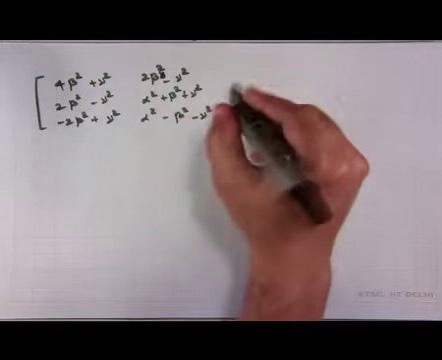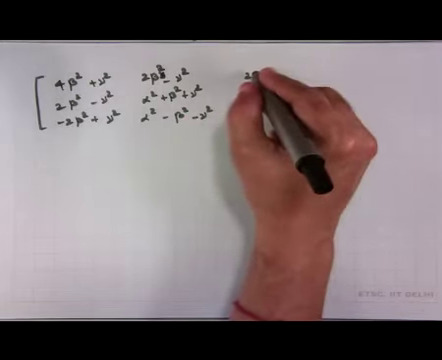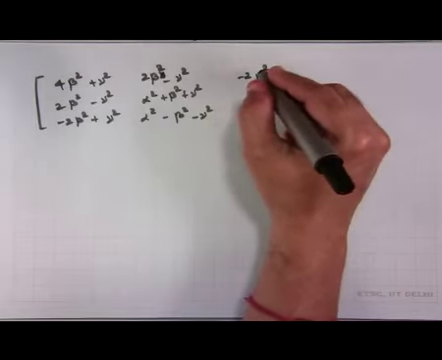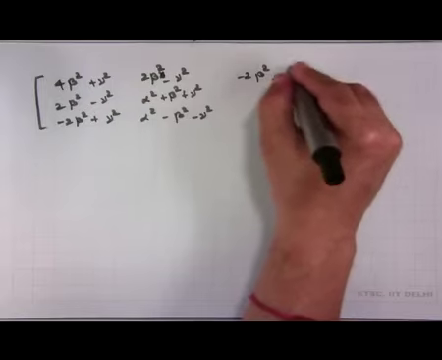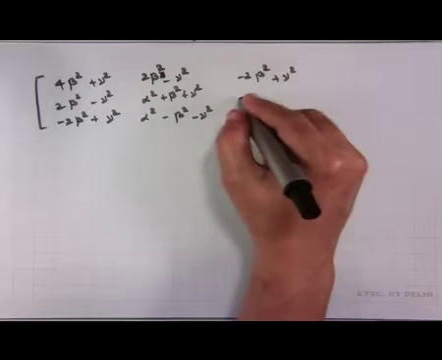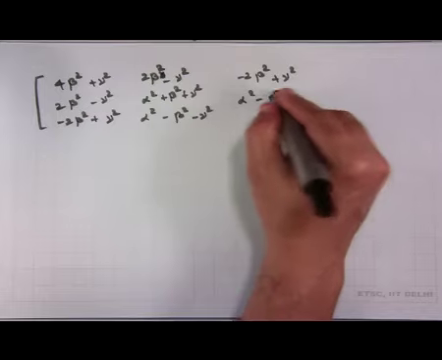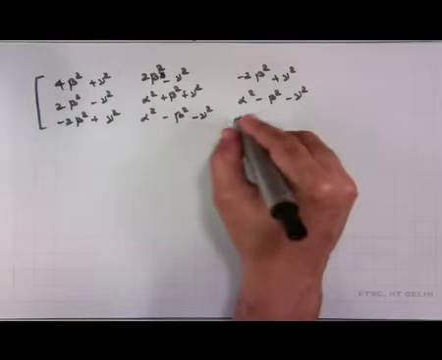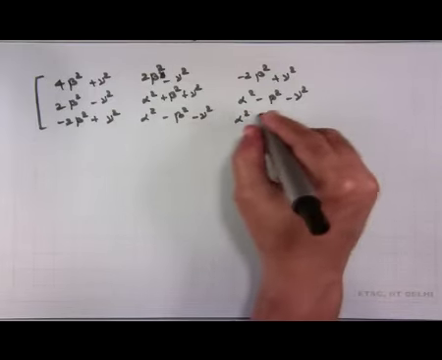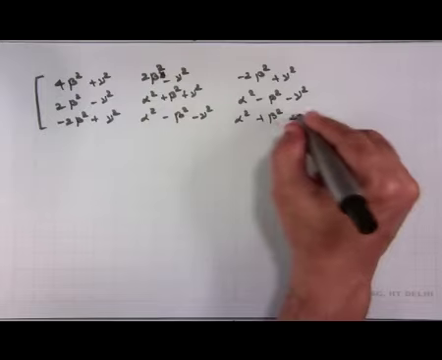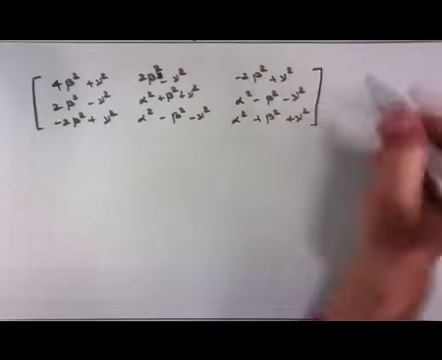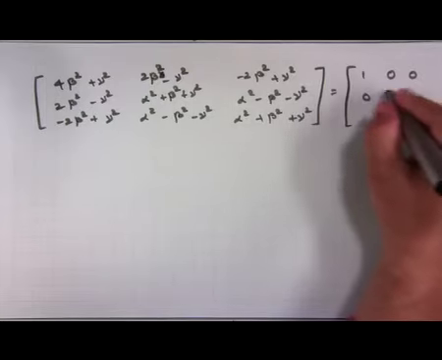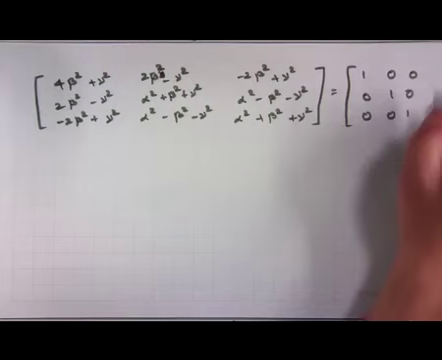Last one: minus 2 beta square plus gamma square, alpha square minus beta square minus gamma square, alpha square plus beta square plus gamma square. They should be same as 1 0 0, 0 1 0, 0 0 1.